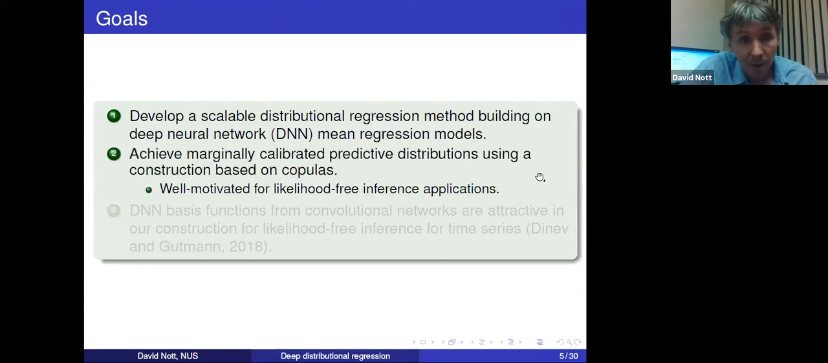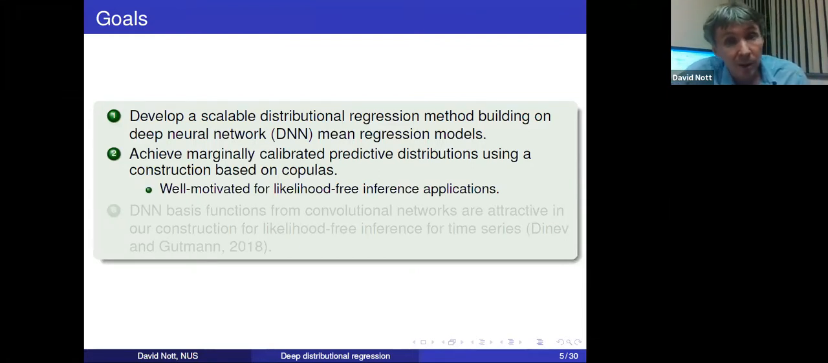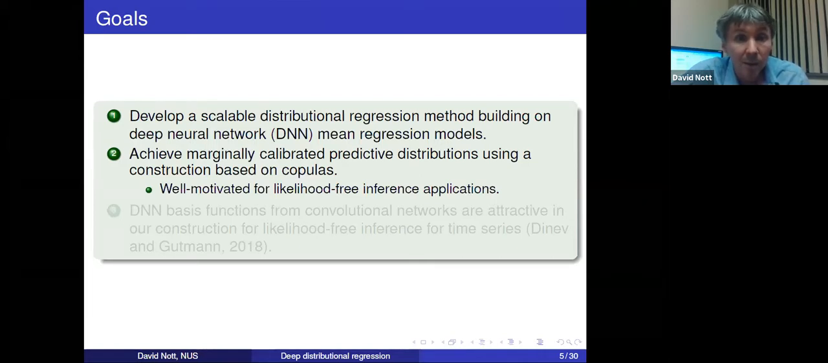Let me just explain the goals of this talk then. I want to develop a scalable distributional regression method that's, in a sense, a very minimal step beyond deep neural network mean regression models. The motivation for this semi-parametric approach I'll talk about is concerned with achieving a certain kind of calibration in prediction, something called marginal calibration. And that has an interesting motivation in likelihood-free inference applications.